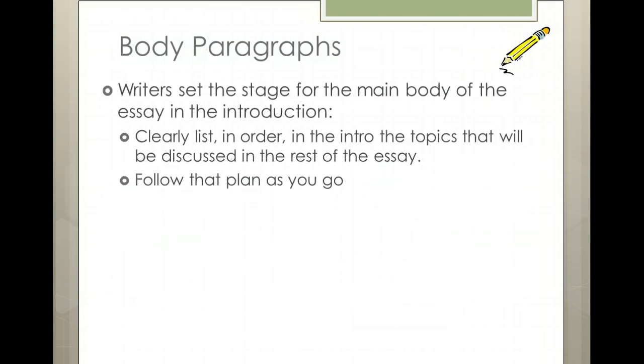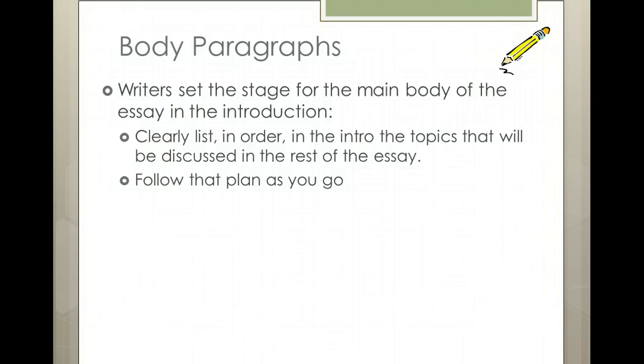Alright, so as far as body paragraphs are concerned, you should set the stage for the body of your essay in the introduction. So you should have in your intro clearly listed in order the topics that you're going to be discussing in the rest of the essay, or your arguments. And I'm going to ask that you have at least 3 arguments, and then you'll have 1 paragraph for the counter argument. The main structure that I would do is 3 arguments on your topic, the counter argument, and then the conclusion. And I really would advise that you stick to that setup so that you don't confuse your reader.